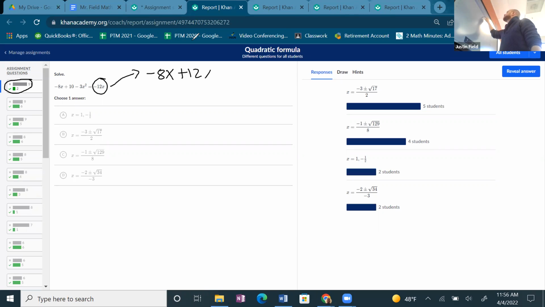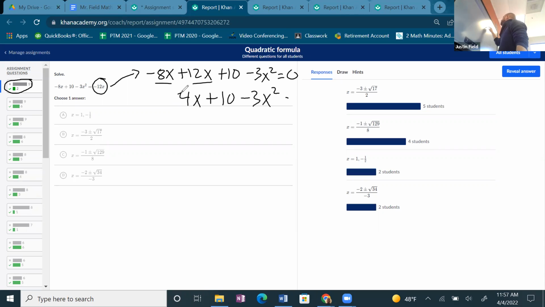Plus 12x plus 10 minus 3x squared equals 0. All right, also we want to combine our like terms. And we want to write this in standard form. So let's combine these two. That would make 4x. And now let's rewrite it so it's in standard form. There we go. Now we can start doing the quadratic formula.